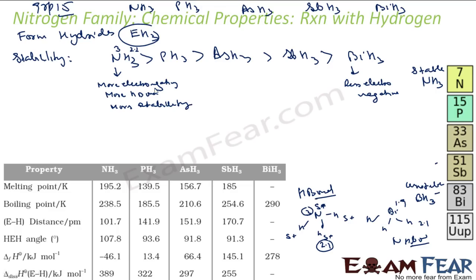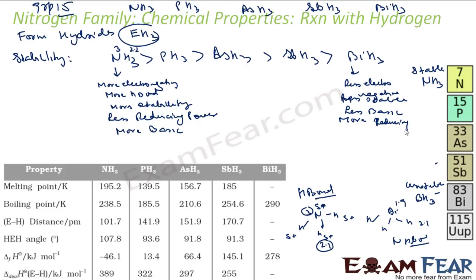Since it has more stability, that means it has less reducing power. Why? Because it is more stable. It won't reduce. Correct? So that's all we have for this. If you talk about the basic nature, it is more basic here. This is less basic here. Similarly, it has more reducing power because it is less stable. It has more reducing power. Correct? So this is the trend we have.